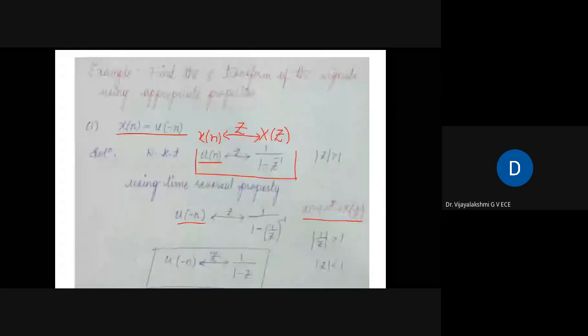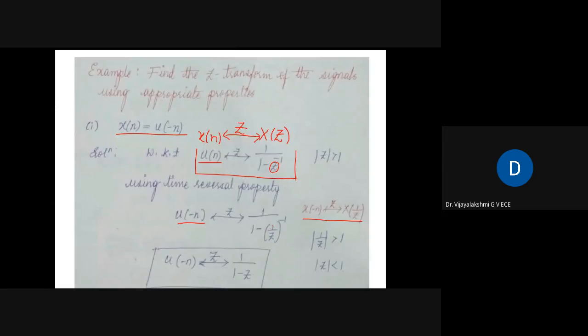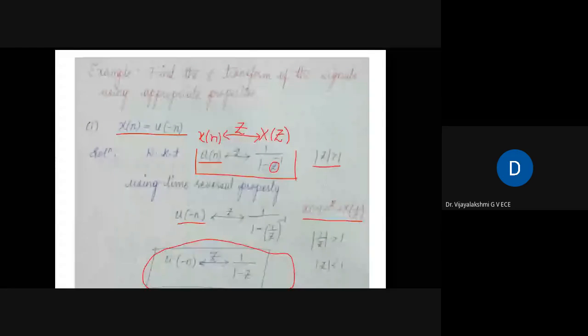Here Z becomes inverted. Can you see here? Z is becoming 1 by Z. After taking Z to the numerator, I get this answer, provided Z is... because Z was greater than 1. Now after applying this property, Z became 1 over Z greater than 1, or Z less than 1.